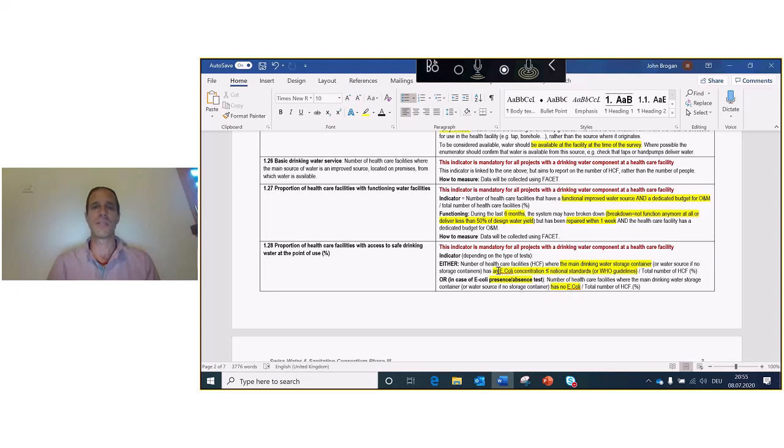So this is an indicator which can be asked to healthcare facility management staff, ask them to recall in the last 6 months, when it broke down or when it wasn't providing enough water, was it repaired within a week?